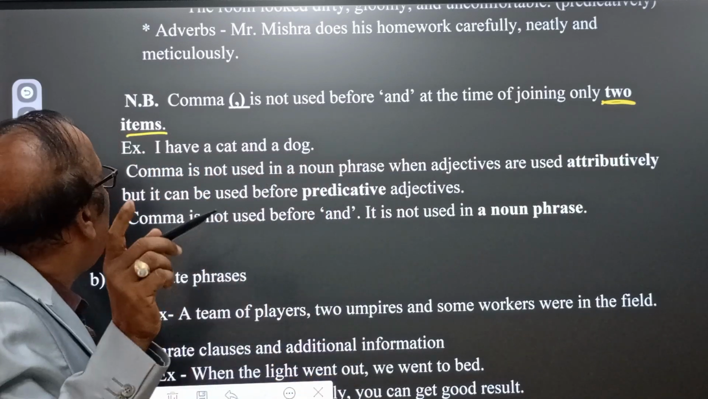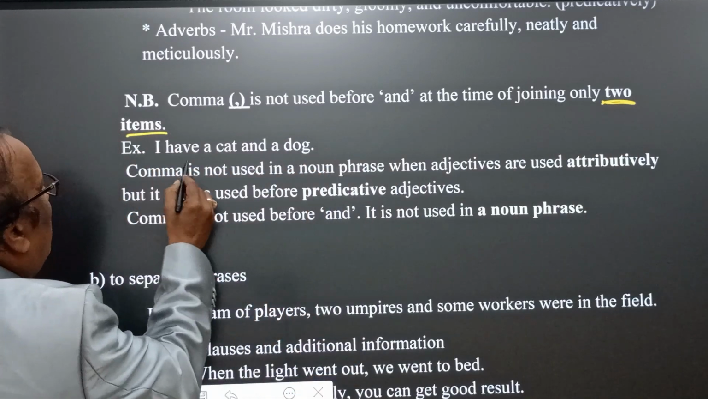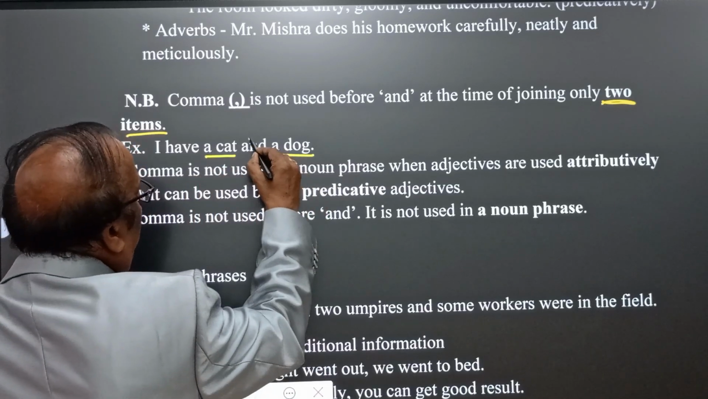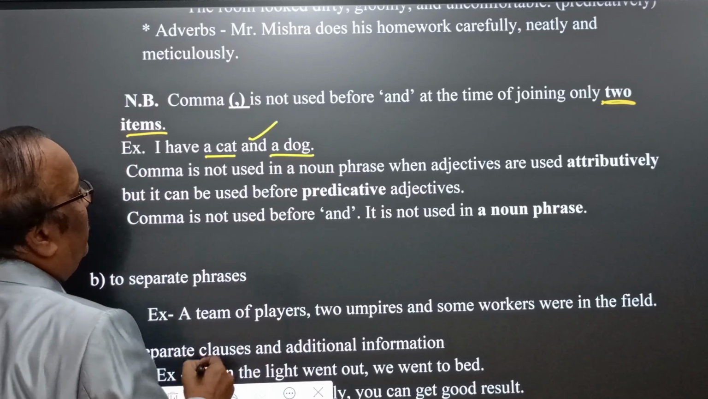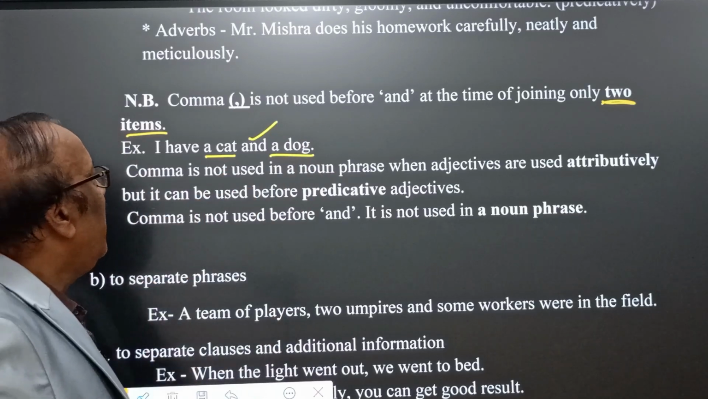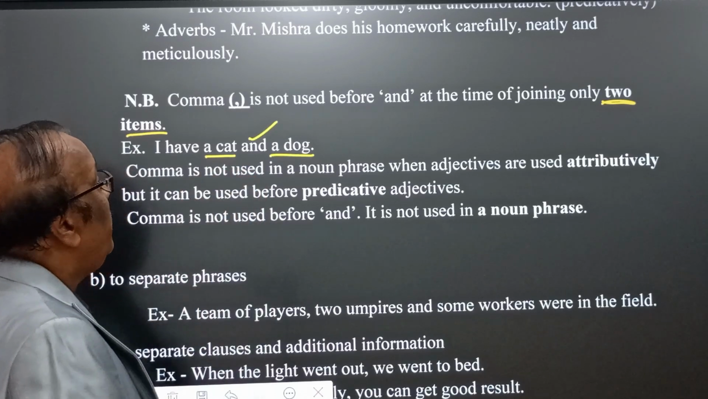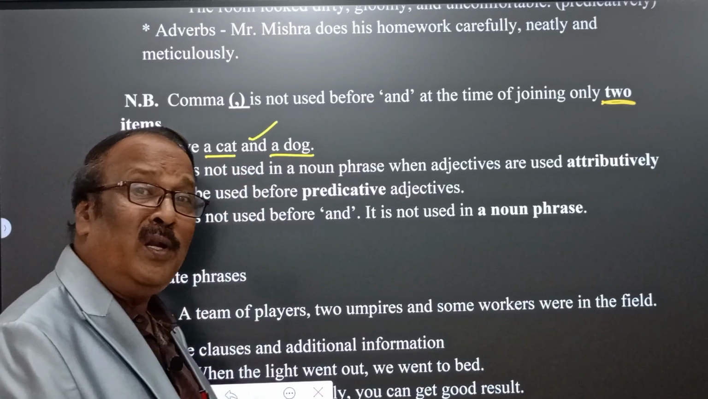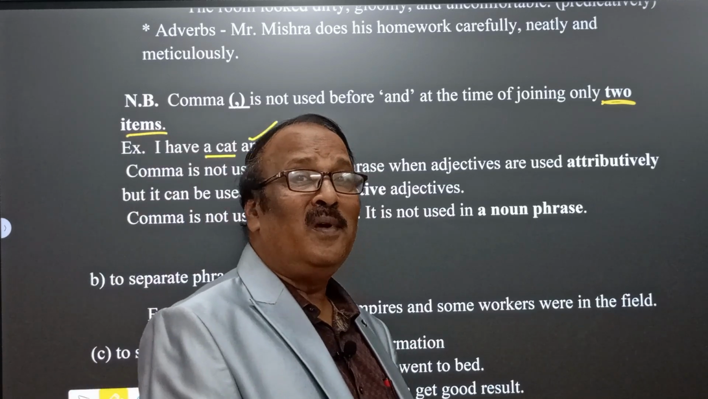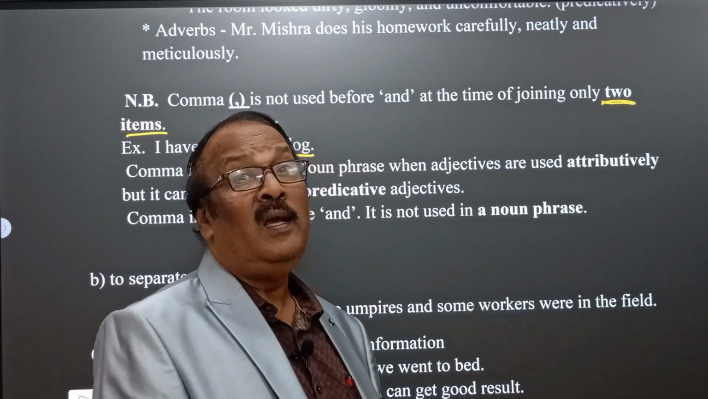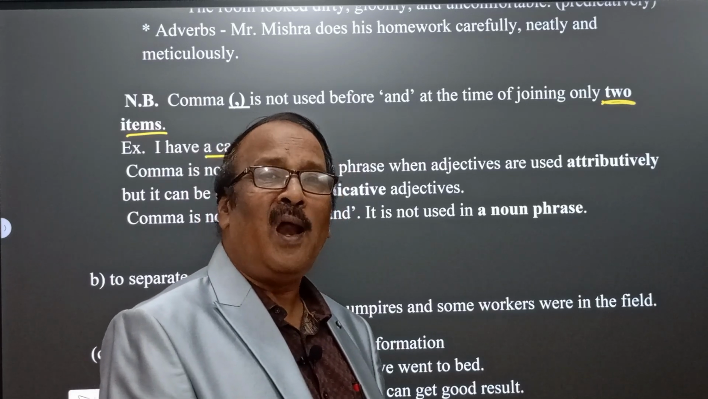A comma is not used before "and" when joining only two items. I have already discussed this: I have a cat and a dog. Here "and" is there, and therefore we don't use any comma in this case. It means before "and" a comma is not used. But whenever we use three items, four, five, then definitely a comma is used before "and".